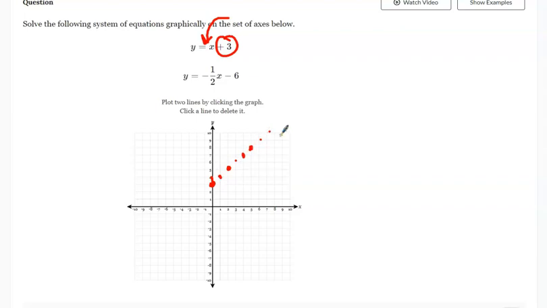In order to graph it, using the Delta Math interface here, you're going to click one time on the y-intercept, and then that will start a line that you can rotate or move in any direction. So I'm going to move my mouse up 1 and over 1 to click. That first graph is done.